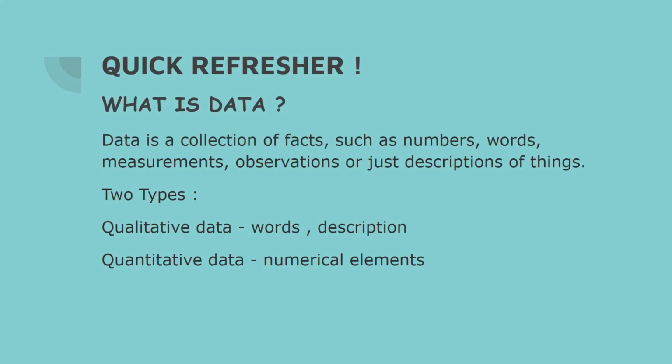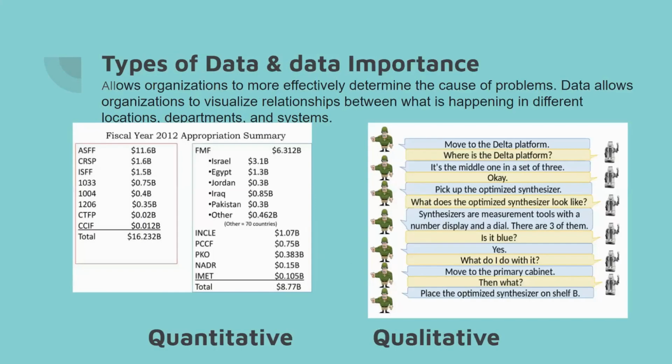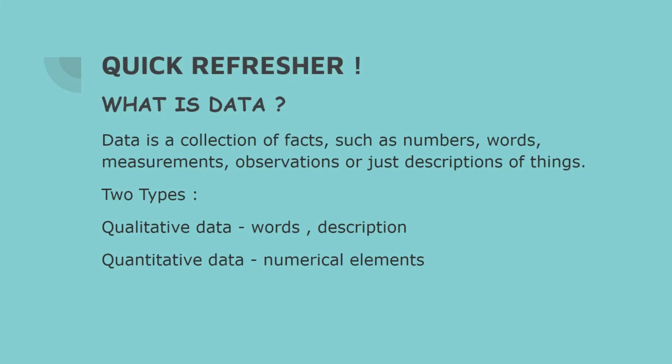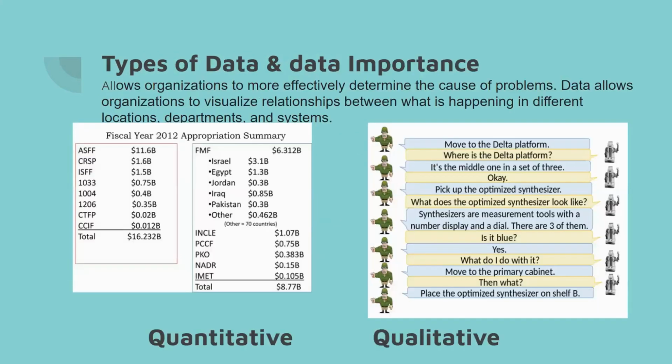There are two types of data, quantitative and qualitative data. Quantitative data, words and description; qualitative data, numerical elements.